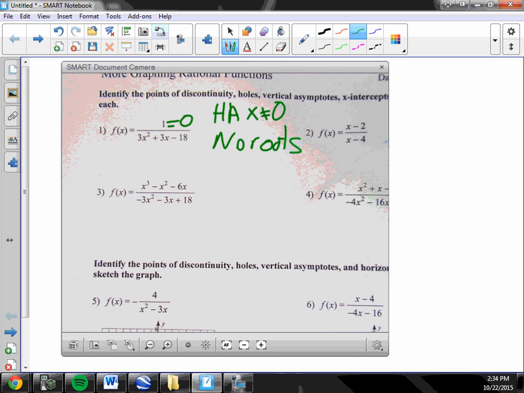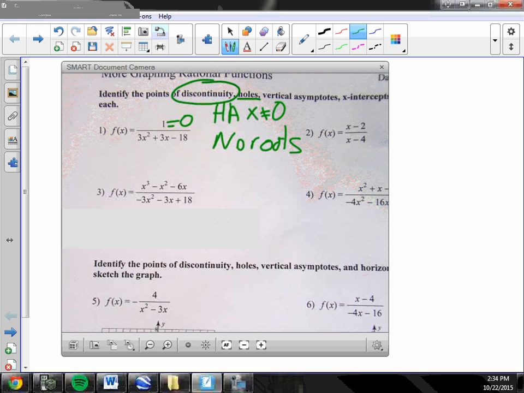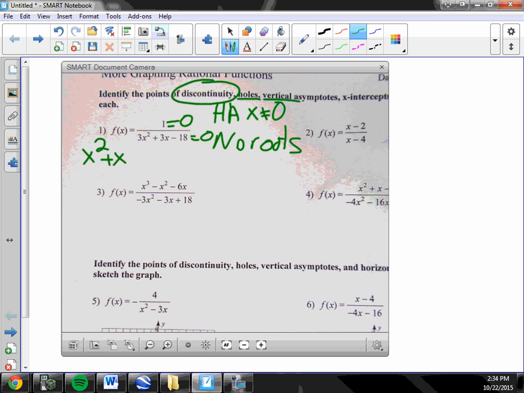Okay? So, again, don't let this word confuse you. Both of these are discontinuities. So by stating where the holes and the asymptotes are, you are stating the discontinuities. And I don't want to make you do it twice, even though the answer sheet has it twice. So I'm going to set the bottom equal to 0. Well, first I'm going to pull out a 3. X squared plus x minus 6.